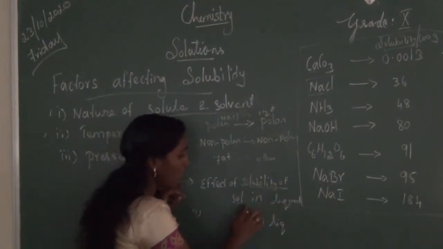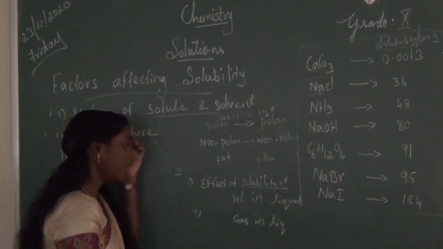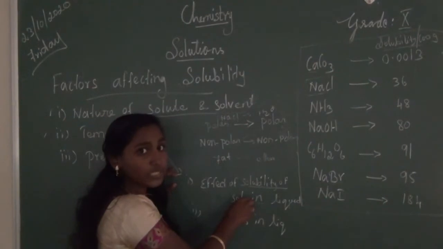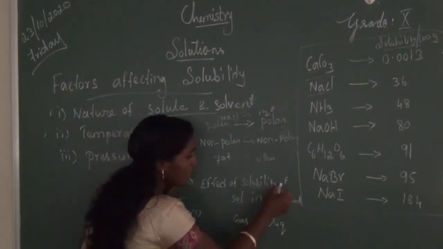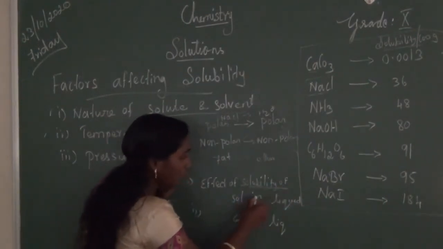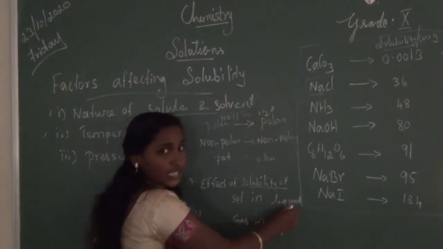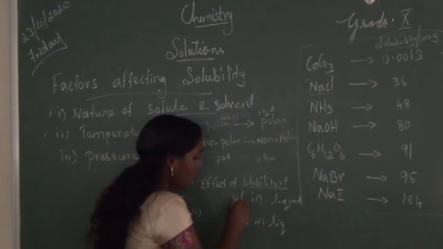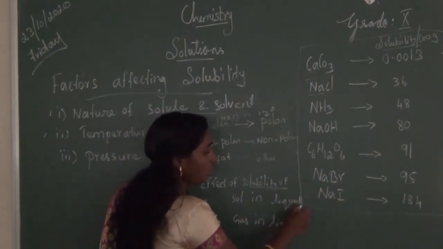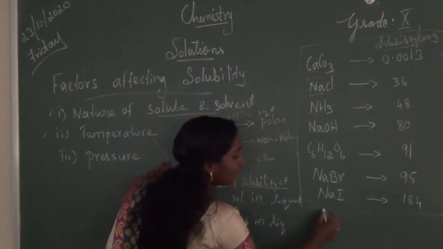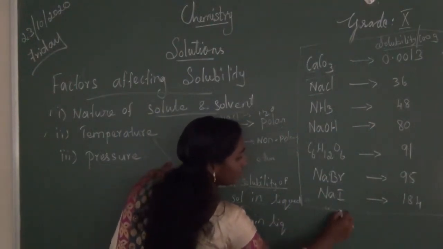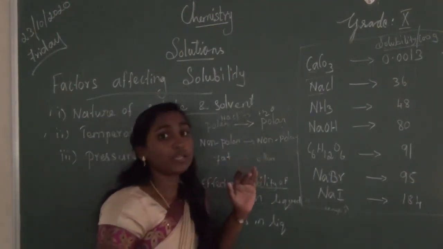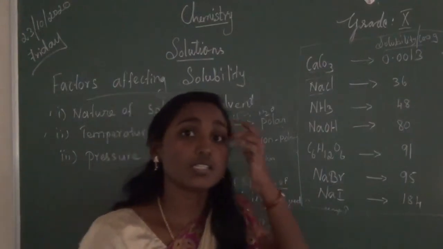Solubility of solid in liquid. So here, for the solubility of a solid solute, mostly solid means we are taking the solute, right? So the solubility of a solid solute in a liquid solvent, solvent mostly liquid only, increases with the increase in temperature in an endothermic process.